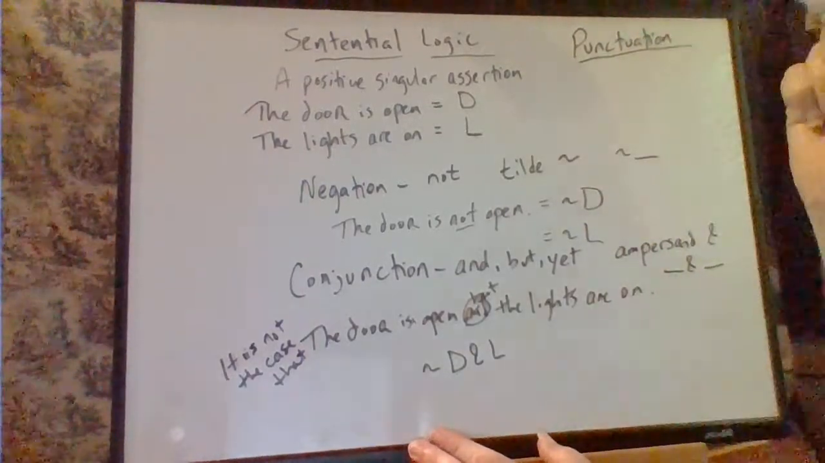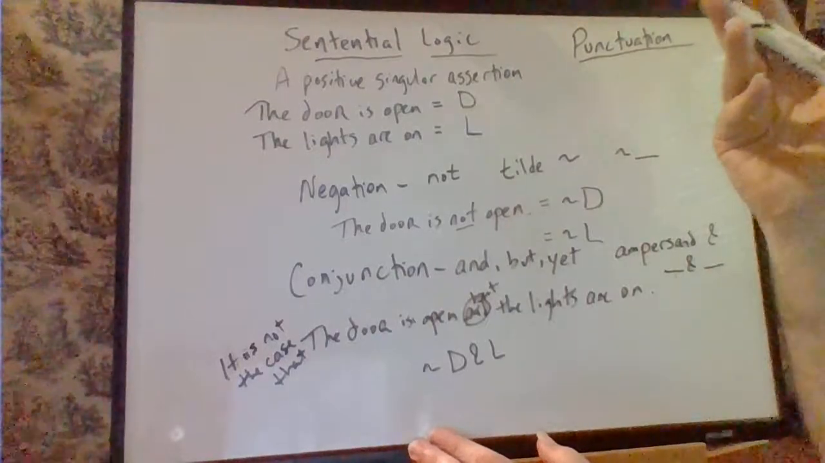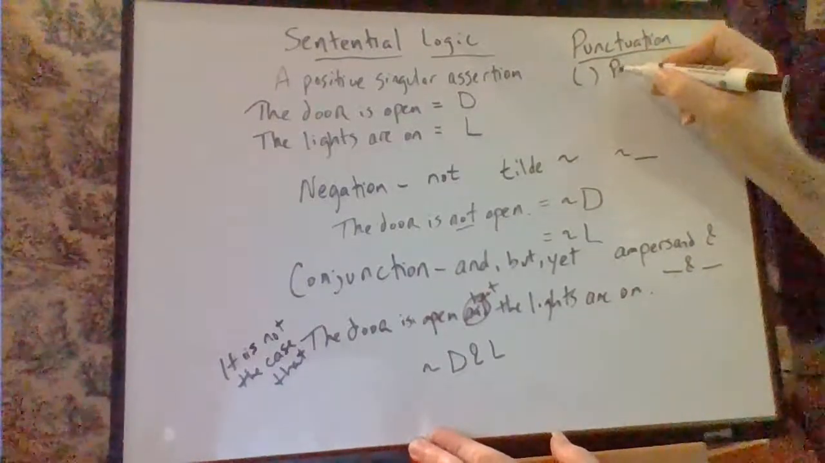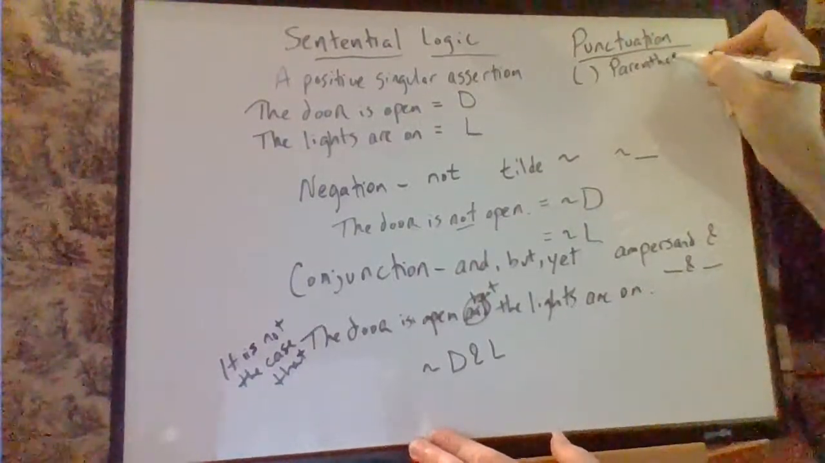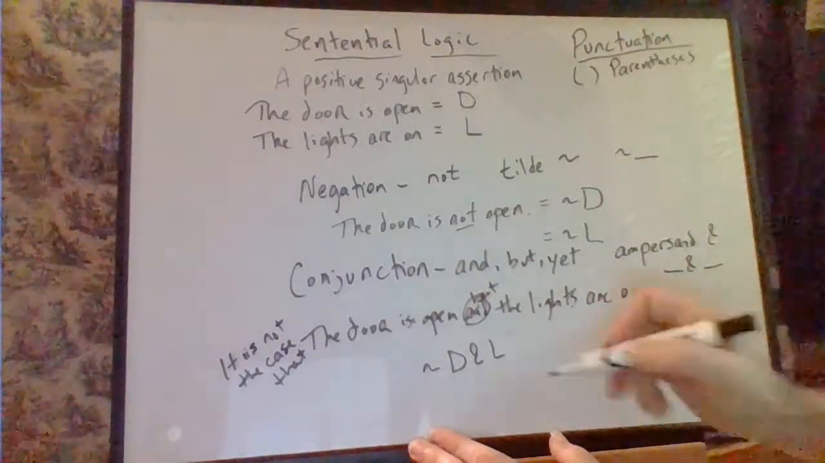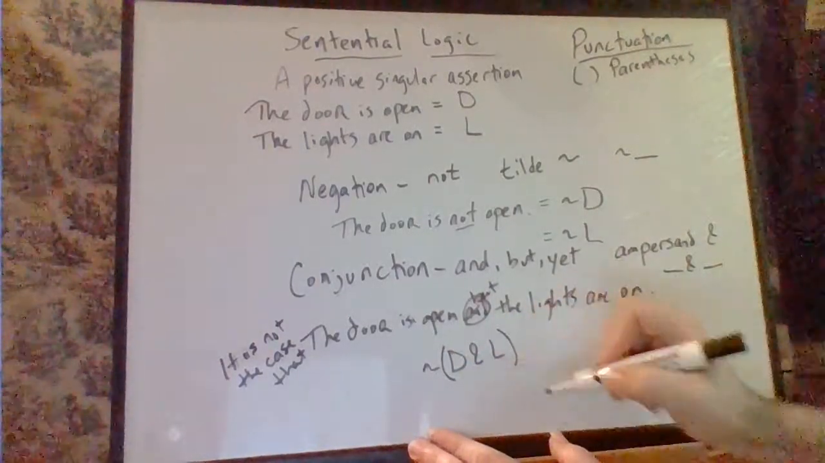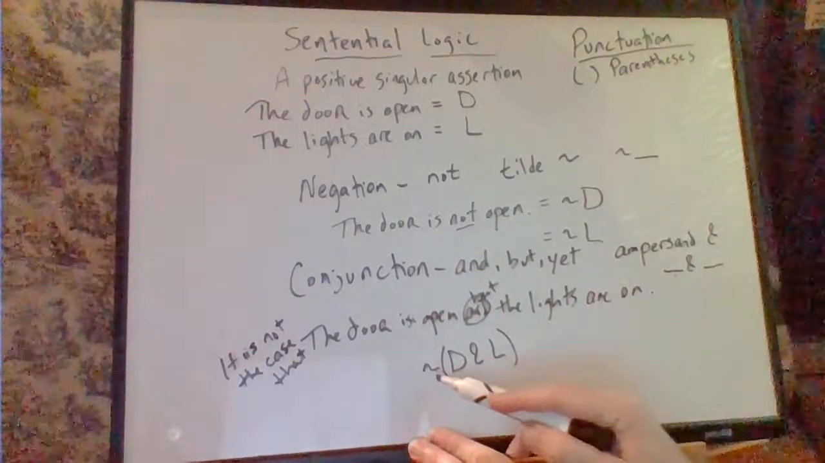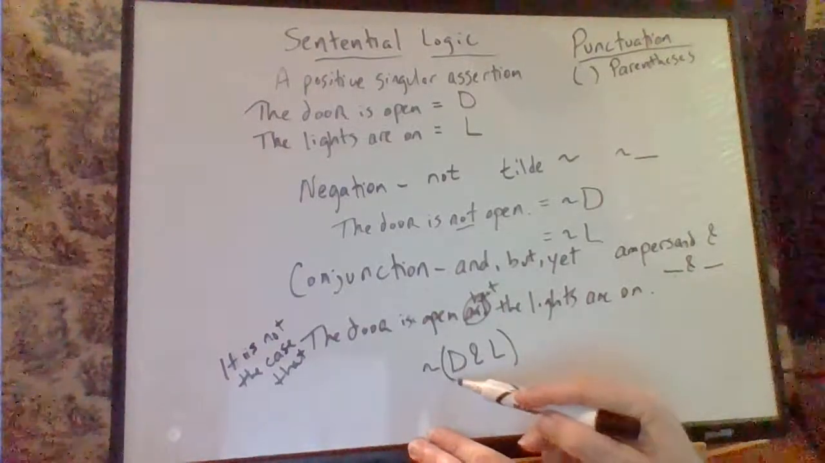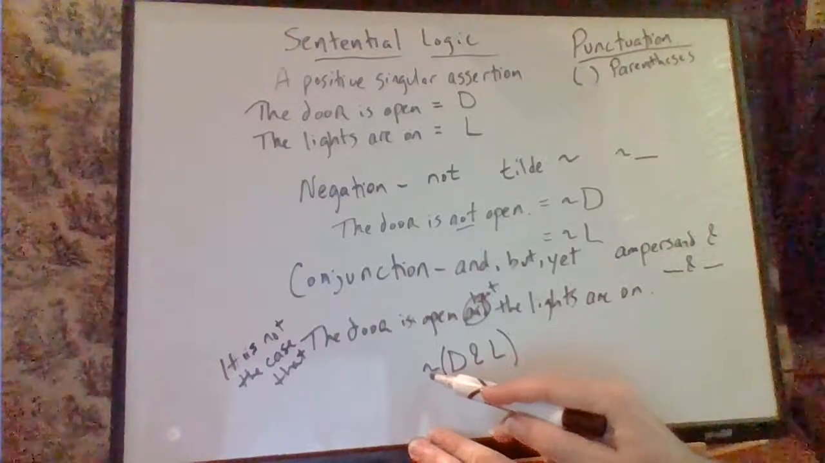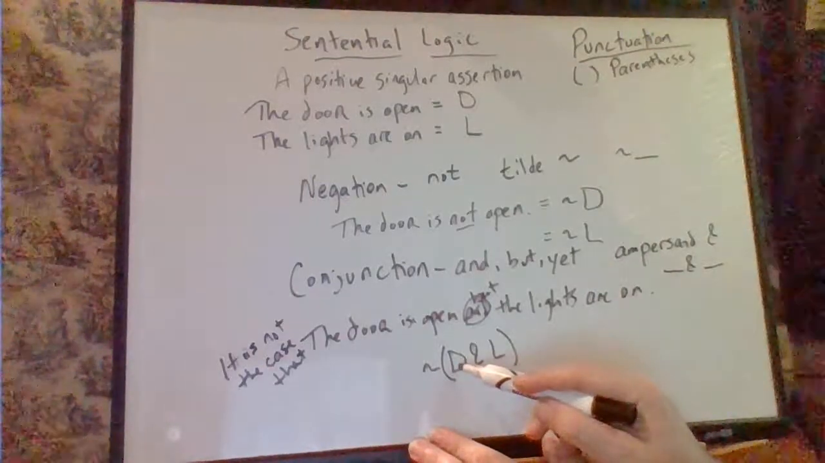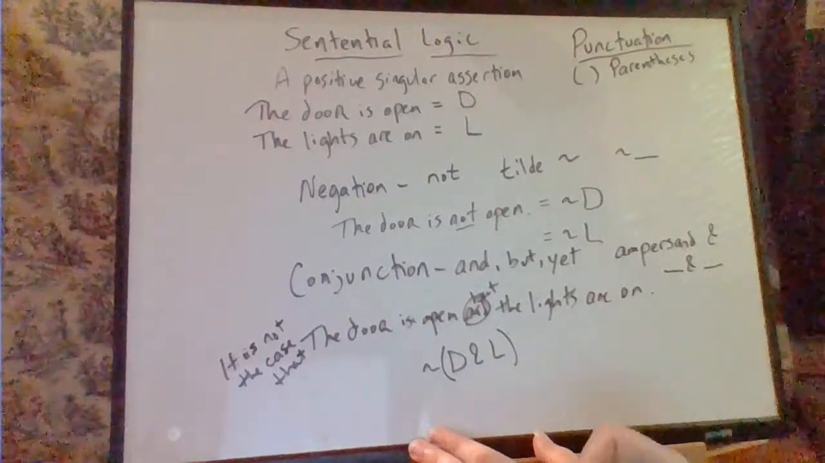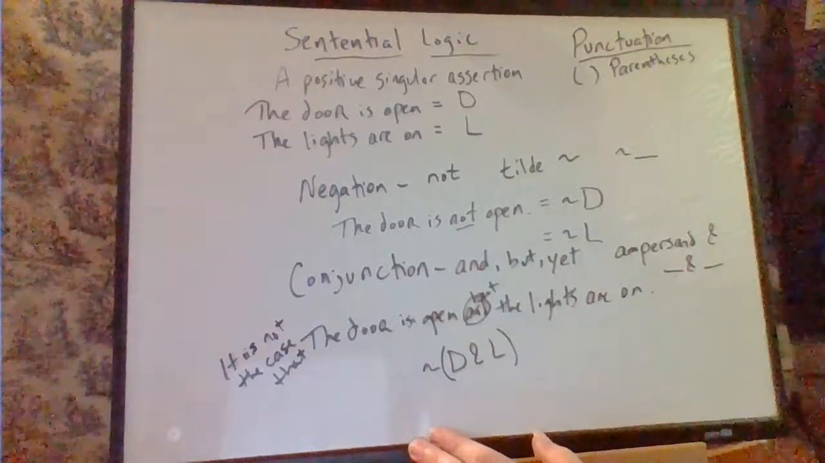Just like in ordinary everyday language, in logic too, you need punctuation. And the most common form of punctuation that we use are parentheses. And that's what I would need here. If I put parentheses around the D and L with the tilde on the outside, then that tells me that it's the total value of what's in here that's being denied, not the individual letter. Okay? So this is kind of a little bit of a tricky thing sometimes for people, but you've got to remember, where is the negation taking place?